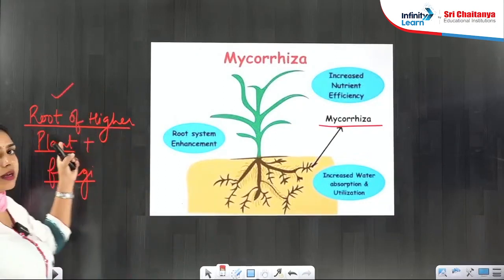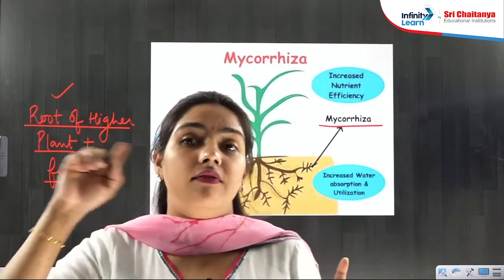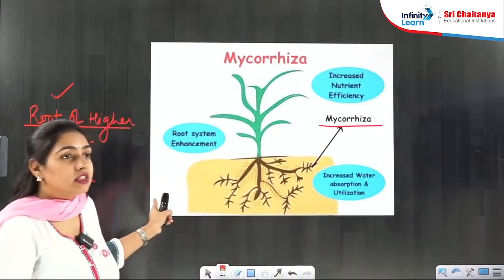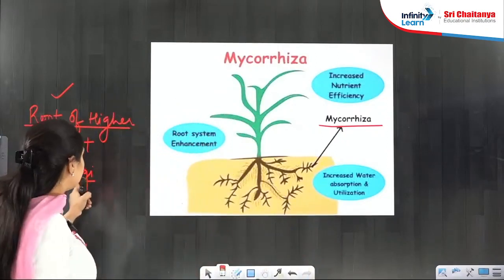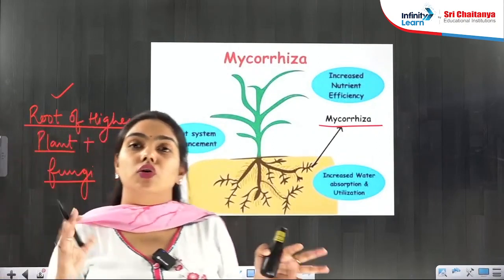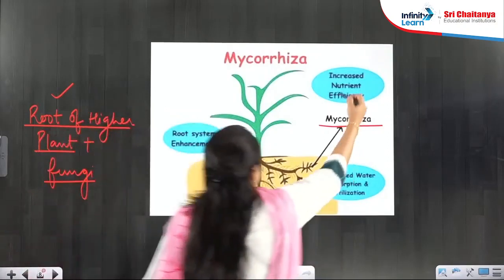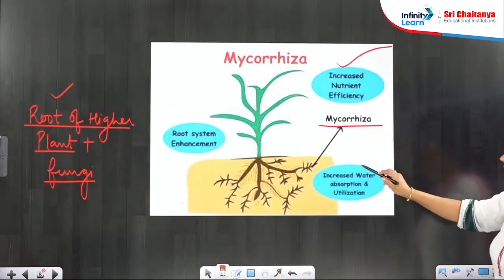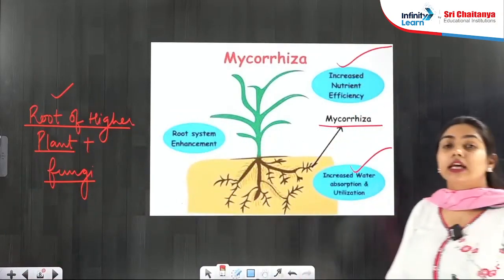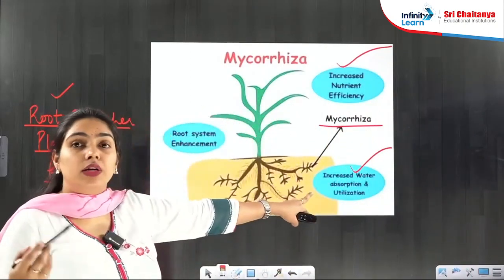The plant is doing photosynthesis, making food and giving food to the fungi, because fungi is not able to make the food. Fungi is not able to do photosynthesis. But fungi is helping in increased nutrient efficiency, and in increased water efficiency, water absorption and utilization.